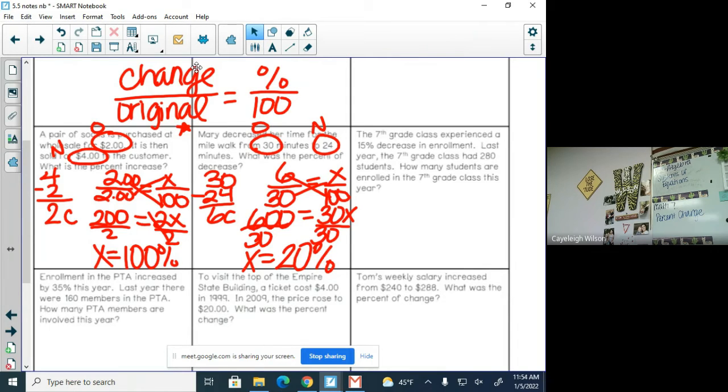The next one says, the 7th grade class experienced a 15% decrease in enrollment. Last year, the 7th grade class had 280 students. How many students are enrolled in the 7th grade class this year? This one's a little bit different because they gave you the percent. They gave you the percent, so that's going to go above the 100. And they're telling you that last year they had 280 students. Would you say that that's the change or the original students? The original. So I know where those are going to go in the formula, right?